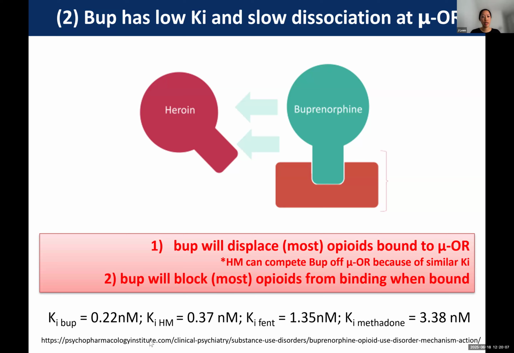And I just put the Ki's of representative drugs here, and you can see that the Ki, or binding affinity of buprenorphine, is similar to that of hydromorphone. So in the situation where you need to treat patients on buprenorphine who have acute pain, this is why hydromorphone is the most appropriate drug because it can compete off buprenorphine.